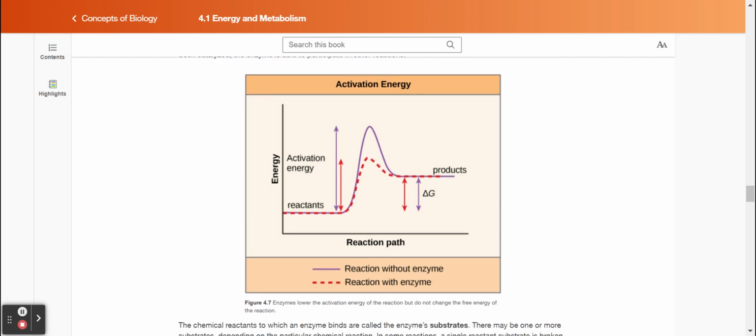Figure 4.7. Enzymes lower the activation energy of the reaction, but do not change the free energy of the reaction.